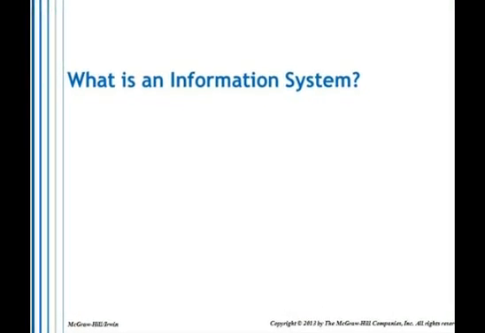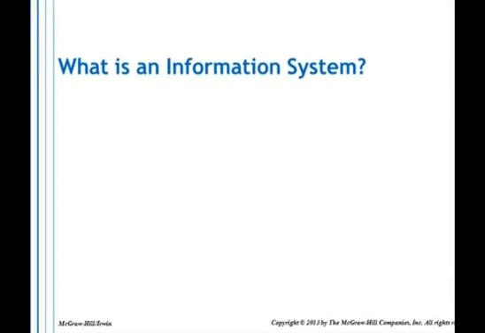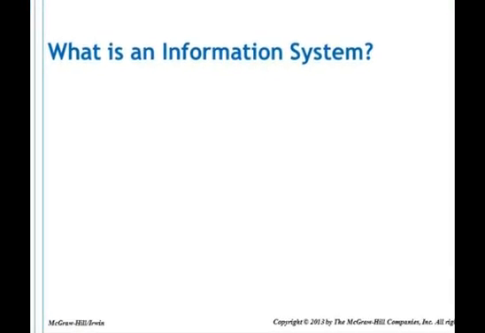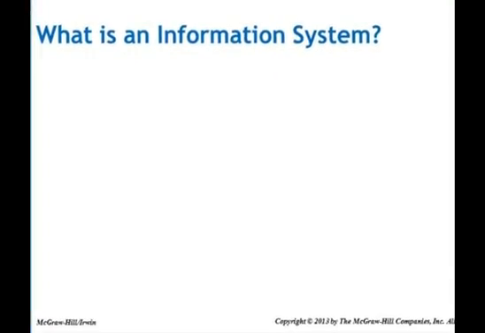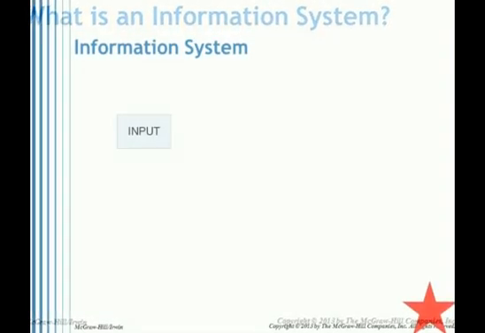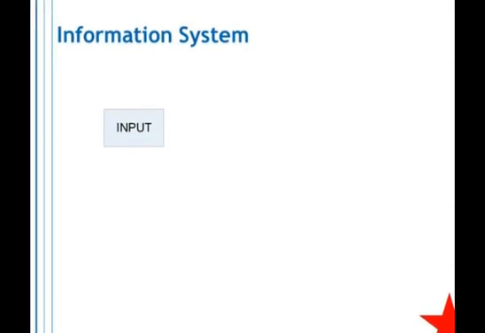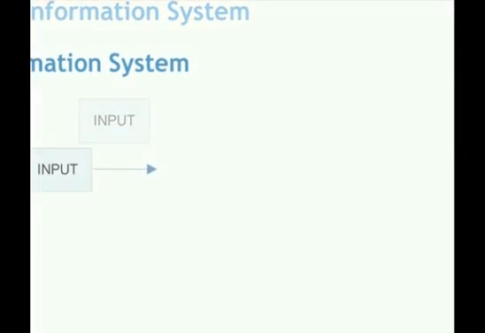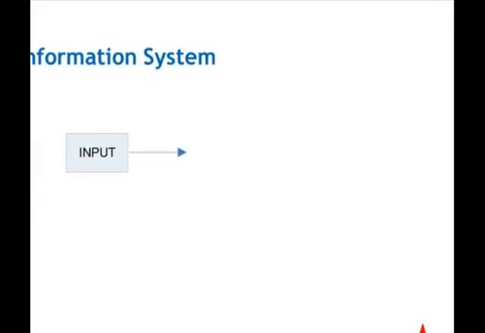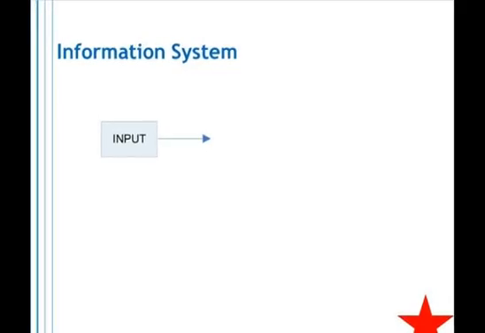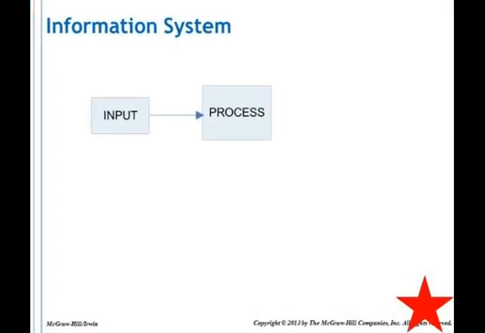So what is an information system? We've talked about its information, its data, and its process. Let's take a closer look at that. All information systems are comprised of three basic components. The first component of an information system is input, which then leads to the second component, process.